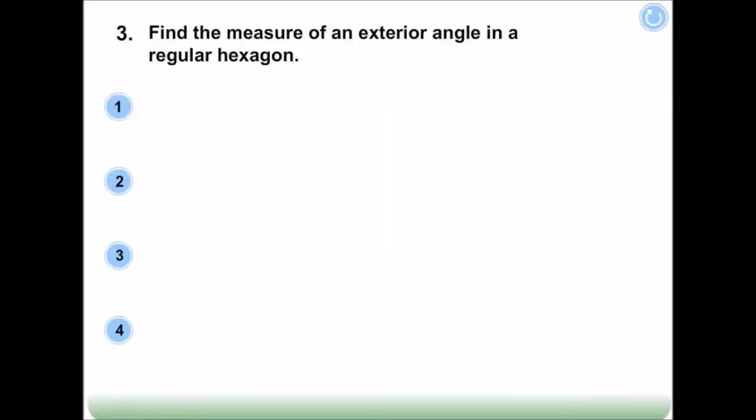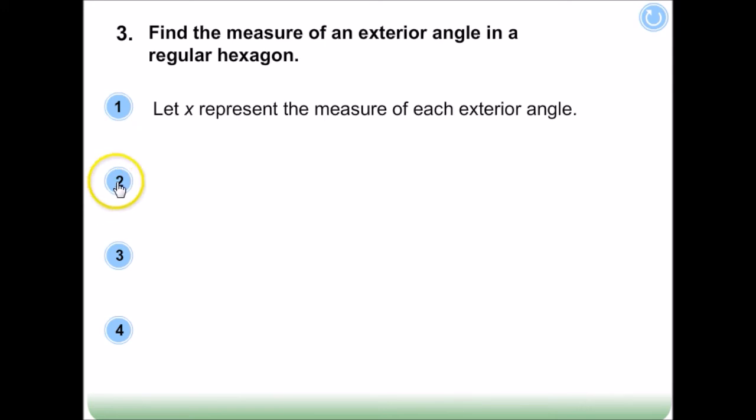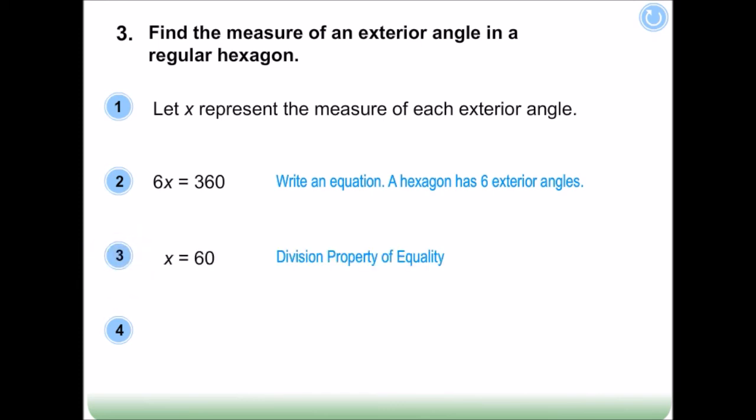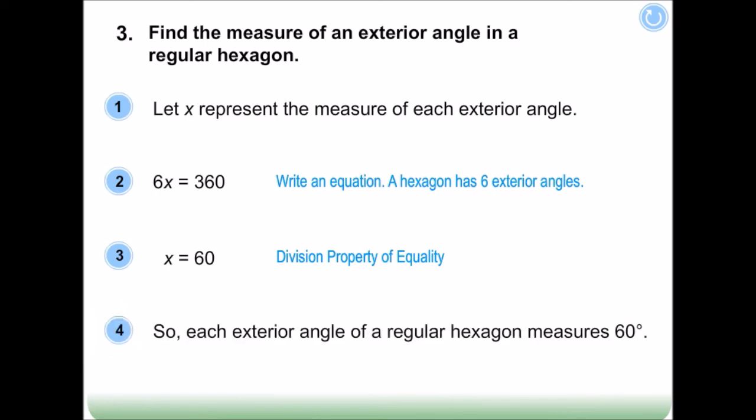Let's give this a try using example number 3 on page 400. We're going to find the measure of an exterior angle in a regular hexagon. Let x represent the measure of each exterior angle. Next, since there are 6 angles, our equation will be 6x equals 360 degrees. To solve this, we would divide both sides by 6, which would give us that x equals 60 degrees by the division property of equality. Therefore, each exterior angle of a regular hexagon measures 60 degrees.